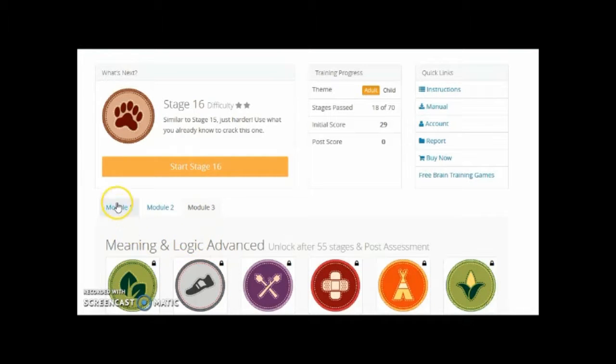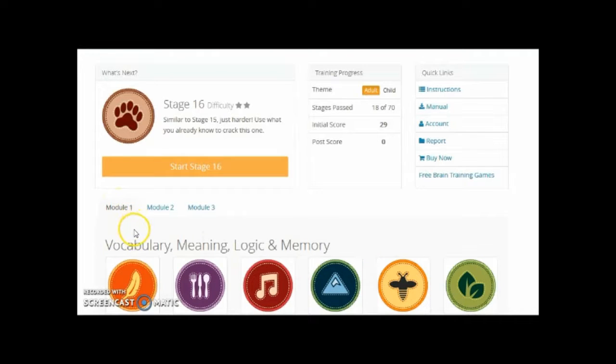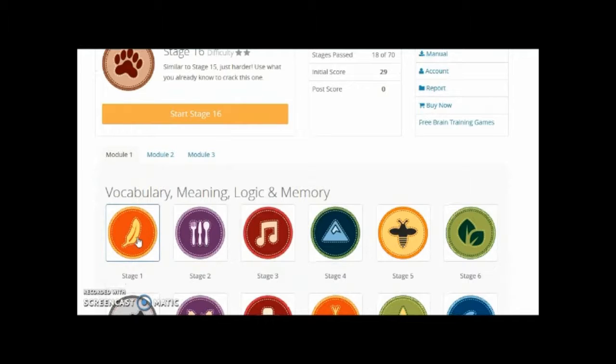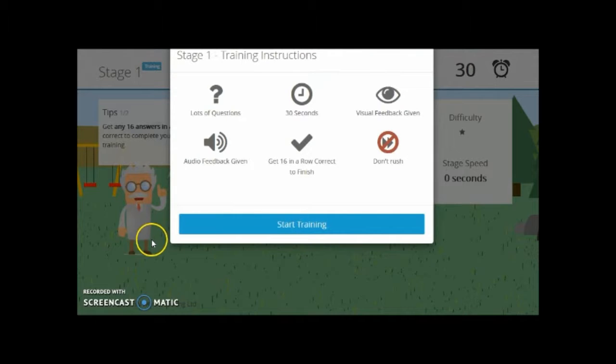So just to give you an idea of what the students will be asked to do, you can see there's a number of stages here. There's 29 in each section, and the first module, first stage, gives you a set of training instructions. The focus is that you're going to get a bunch of questions where you must get 16 correct in a row. 30 seconds is available for each question.